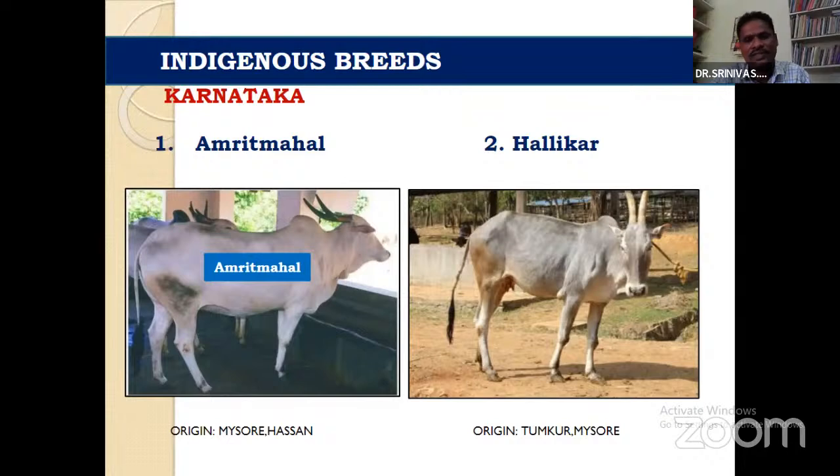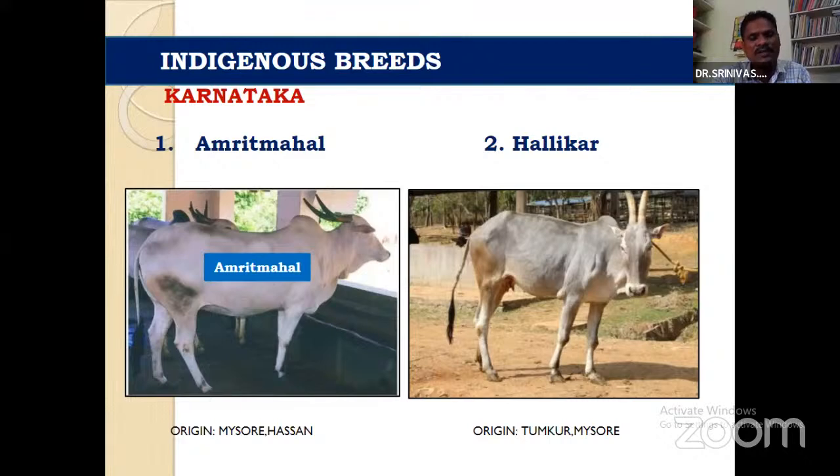Let us be proud of our indigenous breeds of animals. There were more than 100 breeds of cattle in India. Because of the loss of these breeds, I think only 40 have been characterized, and especially among them we can categorize about 30. We are very proud of our animals, and they have a variety of characters and physical structures.